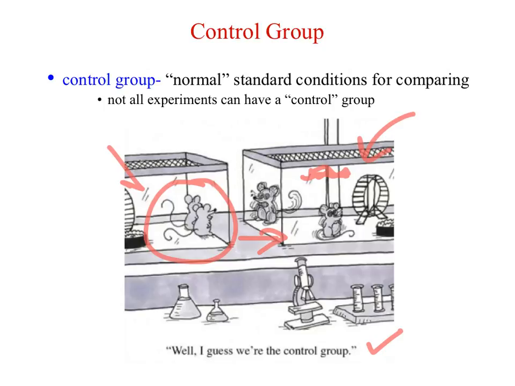So, like if I was growing plants with fertilizer to test the fertilizer, I'd also want to grow plants without any fertilizer as my control group because that's the normal standard conditions, and I wouldn't know how good the fertilizer worked unless I compared it to plants without fertilizer.